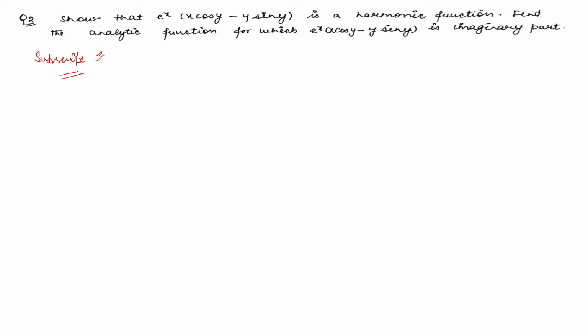Okay, now moving to question number 2. What is given? Show that e to the power x (cos y minus y sin y) is a harmonic function. We have to show that this given function is a harmonic function, if it is the imaginary part of an analytic function. He says there exists a function f which is analytic in nature, which can be represented by its real and imaginary parts, and the imaginary part of the function is given by this value.